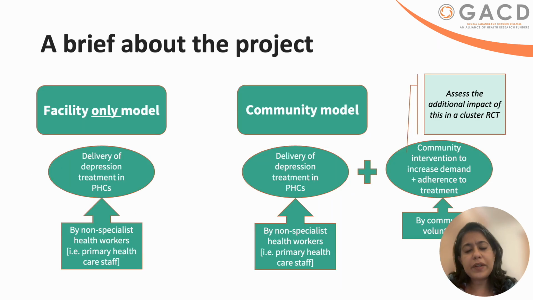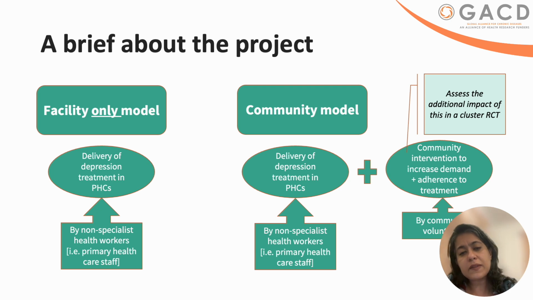A few notable features about our project which would be useful for you to know before we go on to introducing how we've used the RE-AIM framework is that, one, our trial is a hybrid type 2 effectiveness implementation cluster randomized control trial, where we're simultaneously testing the effectiveness as well as the implementation of the interventions. To give you more context about the interventions, the first arm is a facility only arm, where we are delivering a psychological intervention for depression to patients who are screened in primary healthcare services.